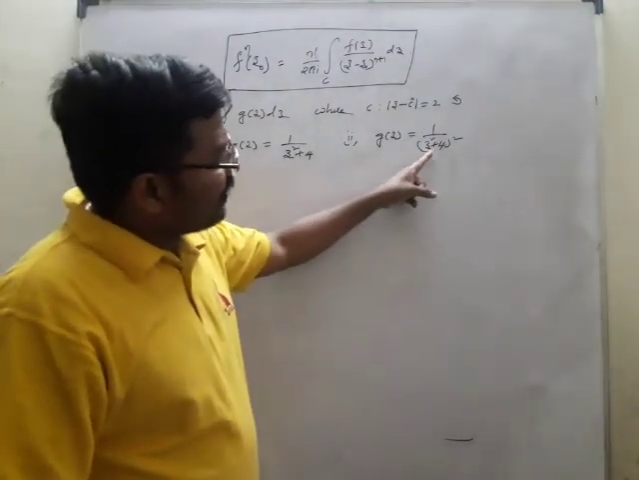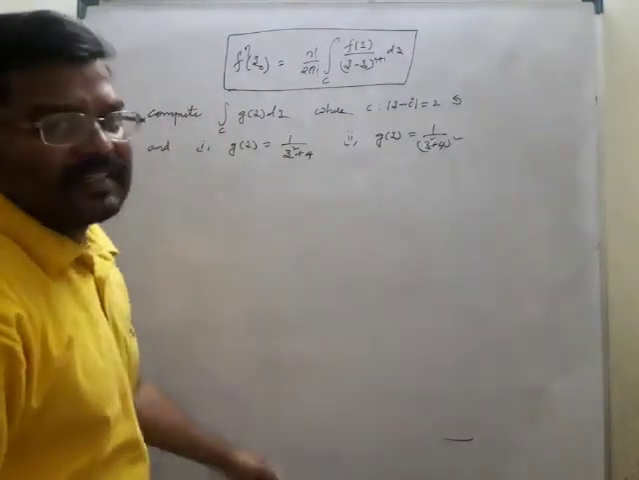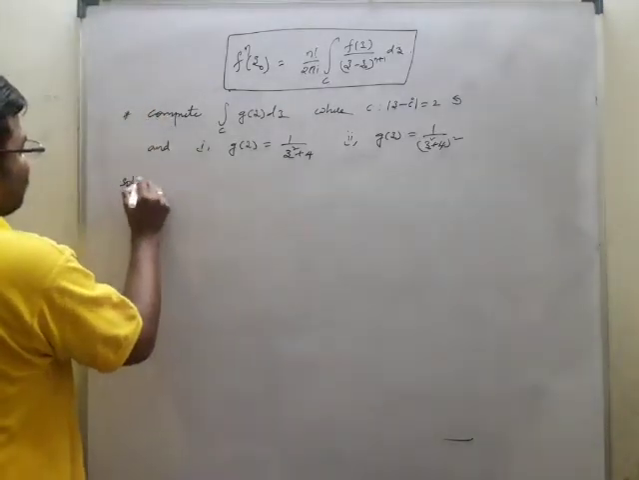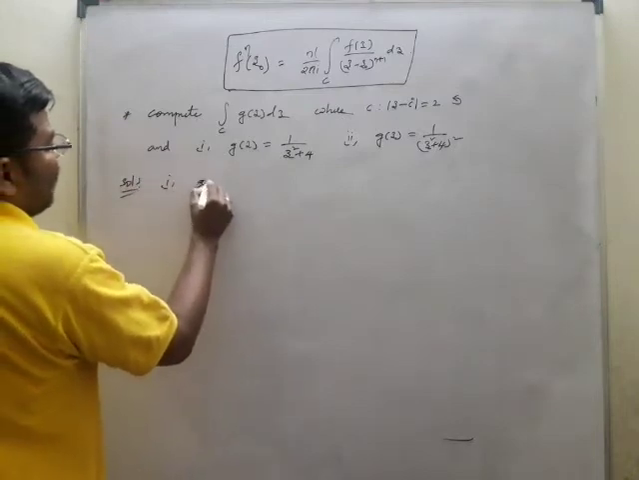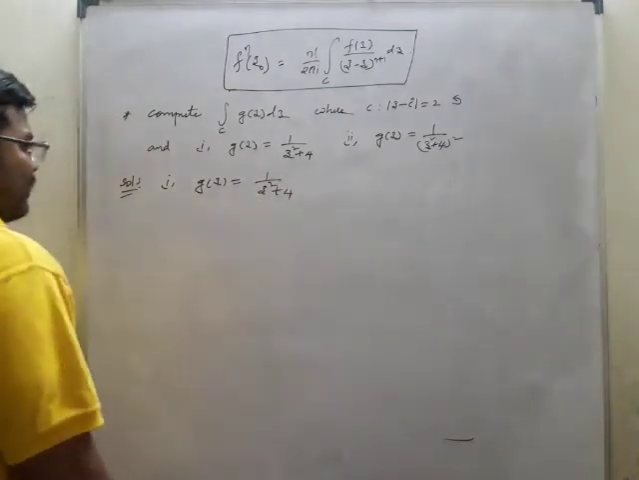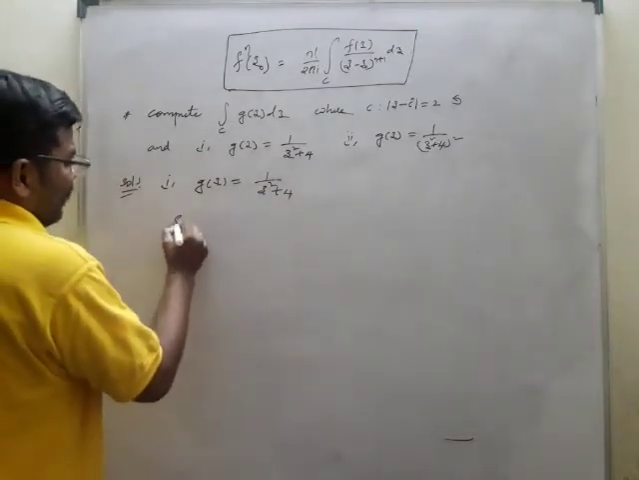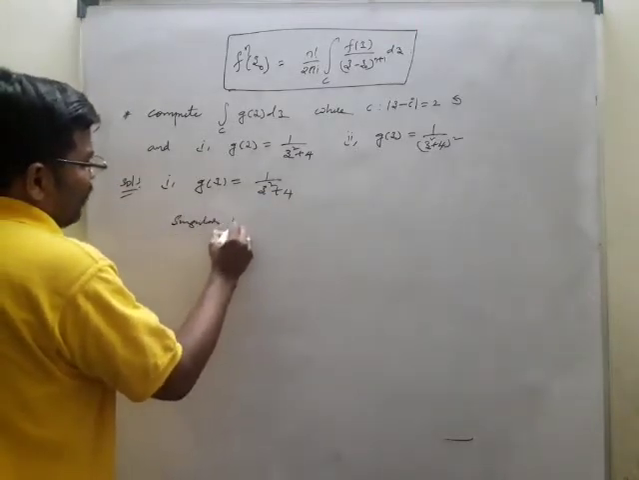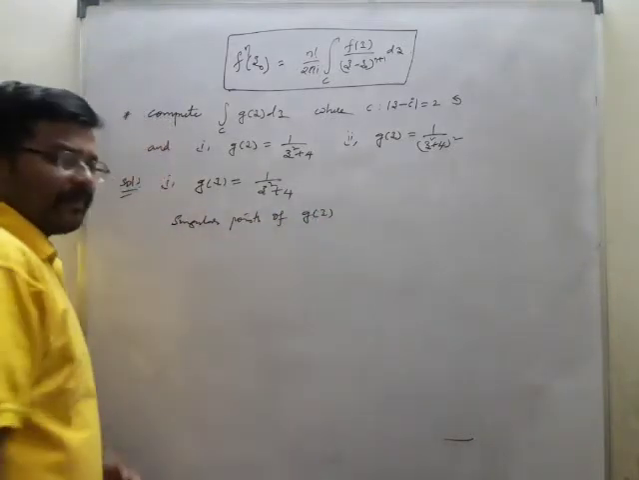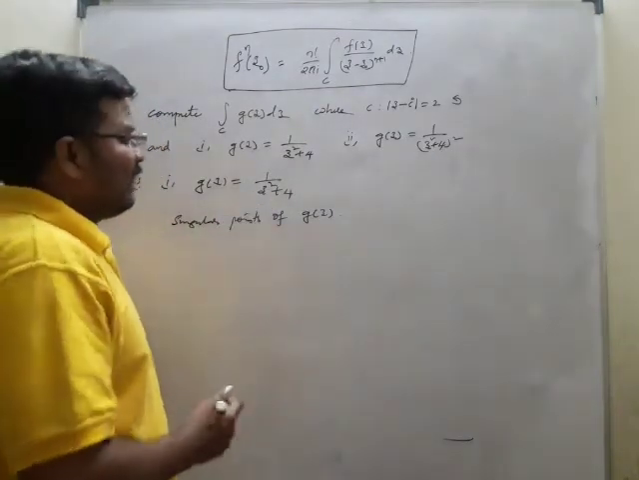So 1 by z square plus 4 whole square can be done in a similar way, but we will use Cauchy's integral formula. Solution. The first problem, g of z is equal to 1 by z square plus 4. So first we will write the singular points of g of z. How will you get the singular points? By equating z square plus 4 to 0, you will get the singular points.